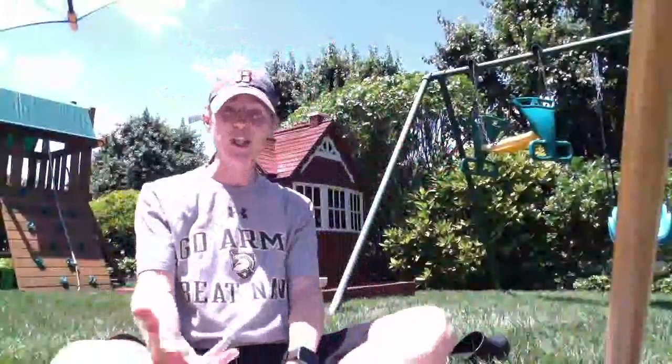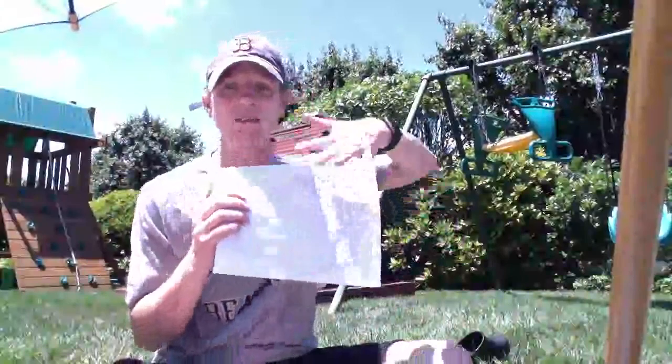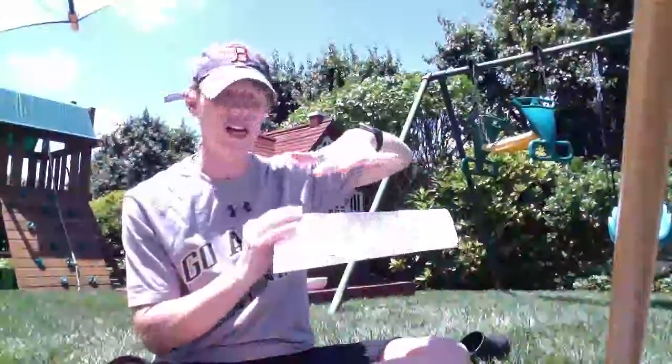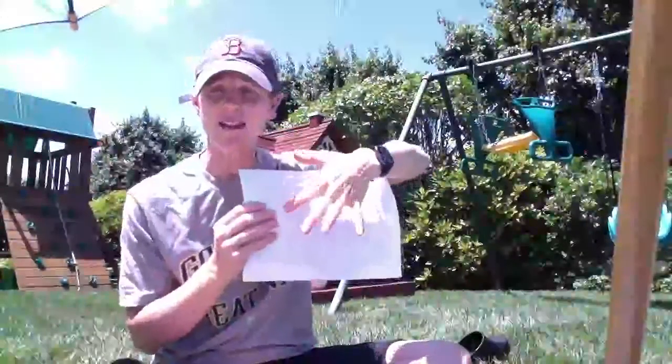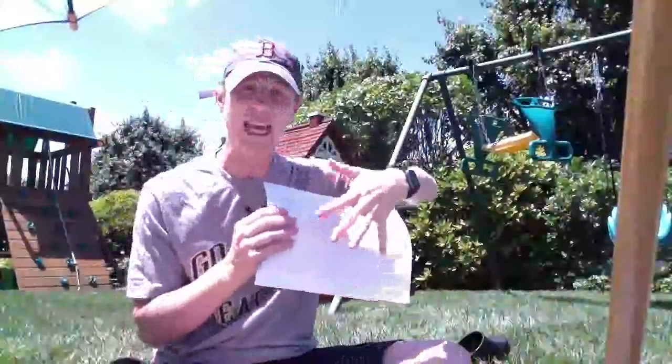So let's start with some shadows and talk about shadows. Shadows need a source of light, usually the sun or a flashlight, and an object to create the shadow. I'm going to hold up this piece of paper, and if I was just to take my hand over it, I don't know if you can see very well, but I can see my shadow from my hand. If you were to stand outside and just look down, you can see that you've made a shadow of yourself in the grass.